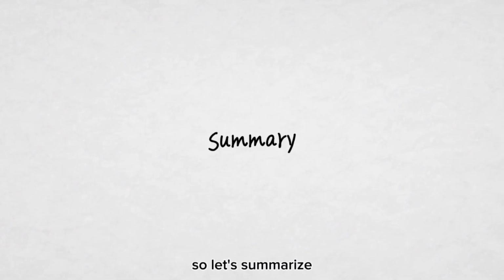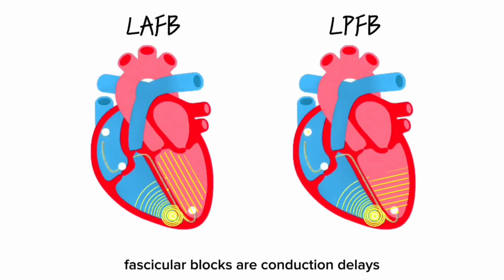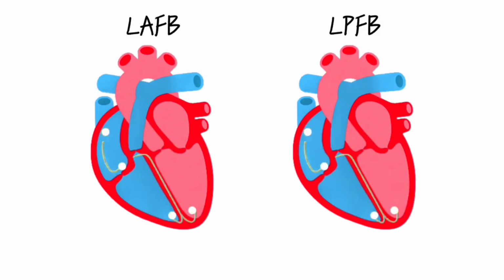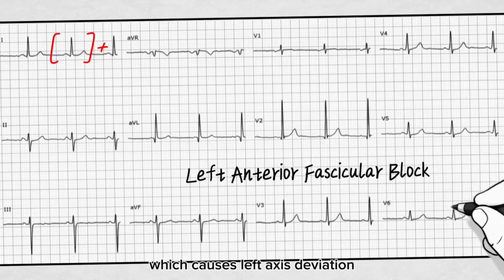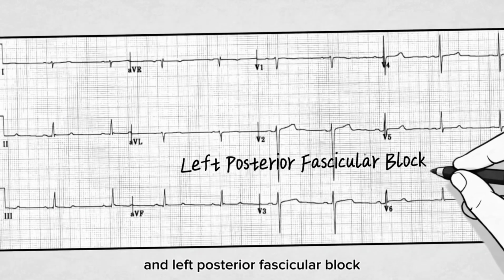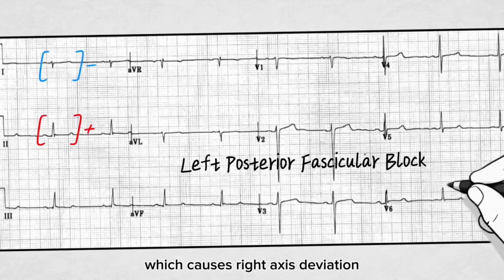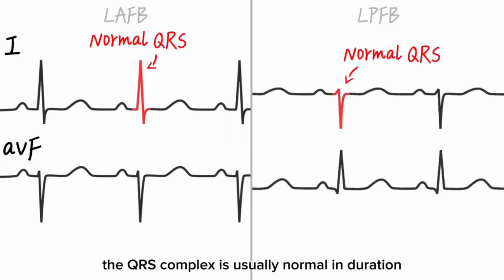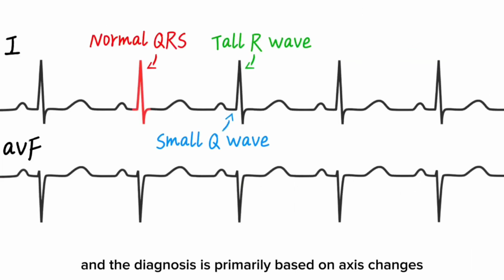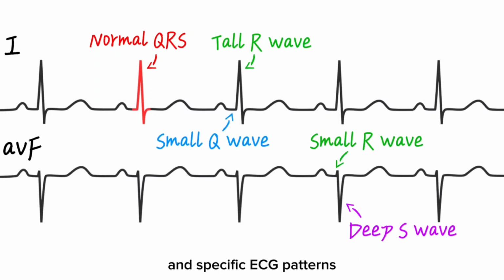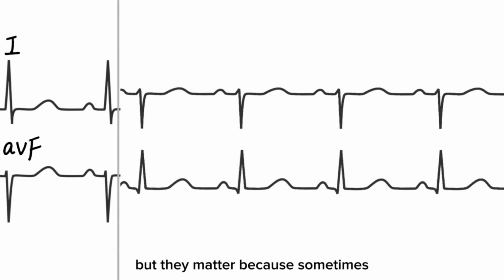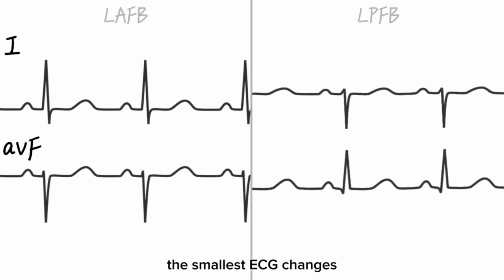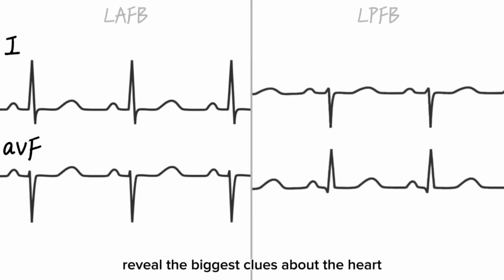So let's summarize. Fascicular blocks are conduction delays within the left bundle branch. There are two main types: left anterior fascicular block, which causes left axis deviation, and left posterior fascicular block, which causes right axis deviation. The QRS complex is usually normal in duration, and the diagnosis is primarily based on axis changes and specific ECG patterns. These are subtle findings, but they matter, because sometimes the smallest ECG changes reveal the biggest clues about the heart.